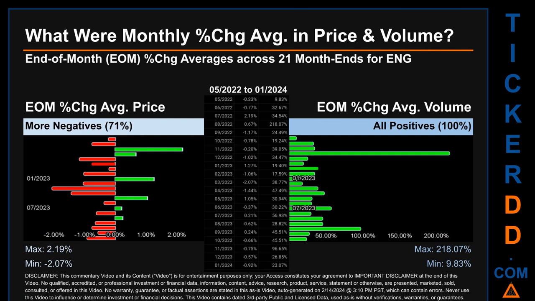Price saw an end-of-month max of 2.19% in average percentage change, along with a minimum of -2.07%. For volume, the maximum and the minimum monthly percentage change were respectively 218.07% and 9.83%.